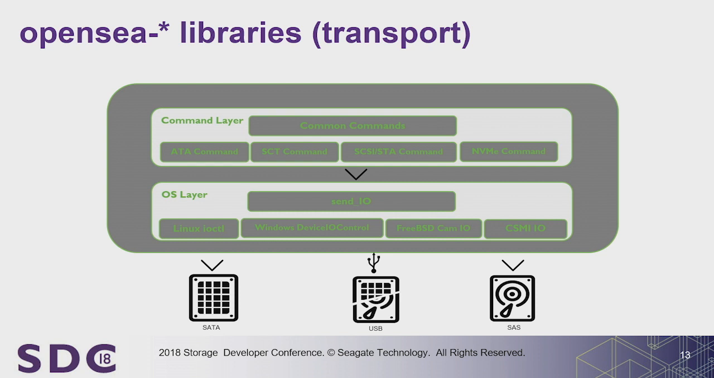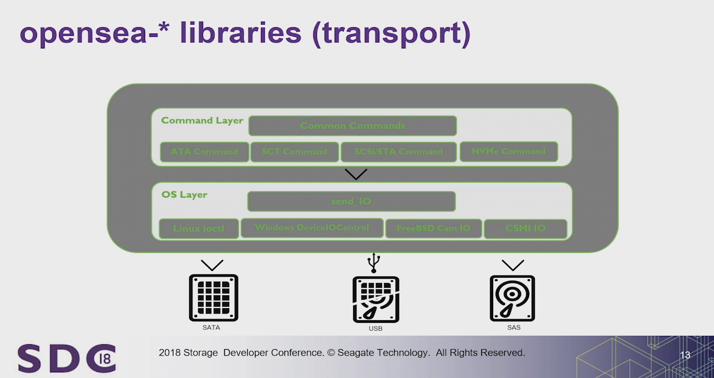again, going back to get logs, right? So then you say, OK, I'm trying to get logs. Which of the commands do I need to talk to? At that point, it already knows I'm talking to a SCSI drive or an ATA drive or an NVMe drive. So it will go to the respective command layer. And then it will say, OK, now I have the command set up. Now I need to figure out which OS I'm talking to. So then it will say, OK, let me just go send IO. And send IO figures it out.